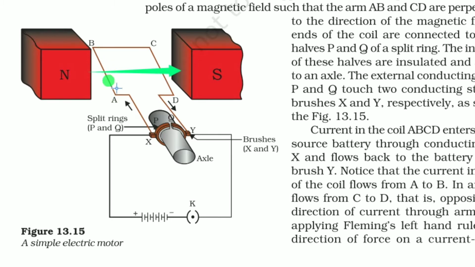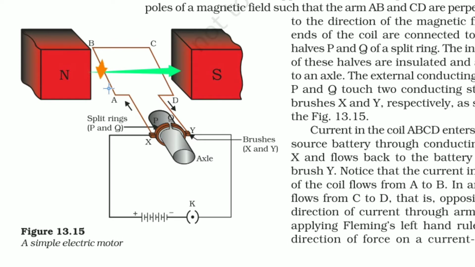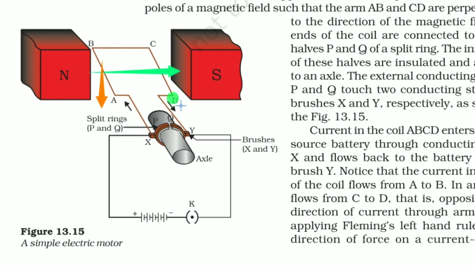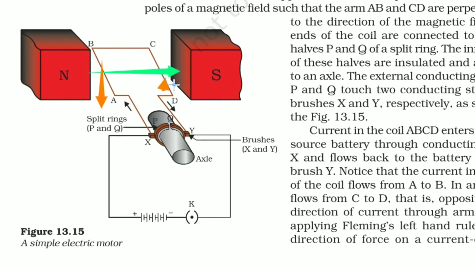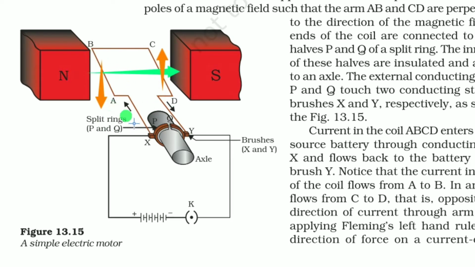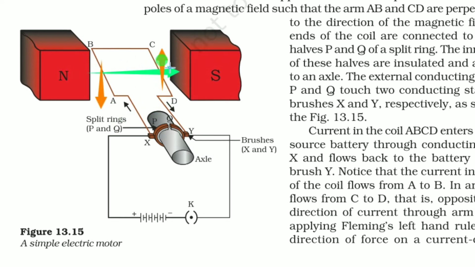So now you can see the force will be indicated by the thumb and it will be in the downward direction. Now if you apply the same rule, the current in the CD arm will be in the C to D direction, the magnetic field is N to S, so the force will be applied in this direction. Okay, understood. So in the two arms, AB and CD, two forces are applied, that is anti-clockwise, so it will rotate anti-clockwise.